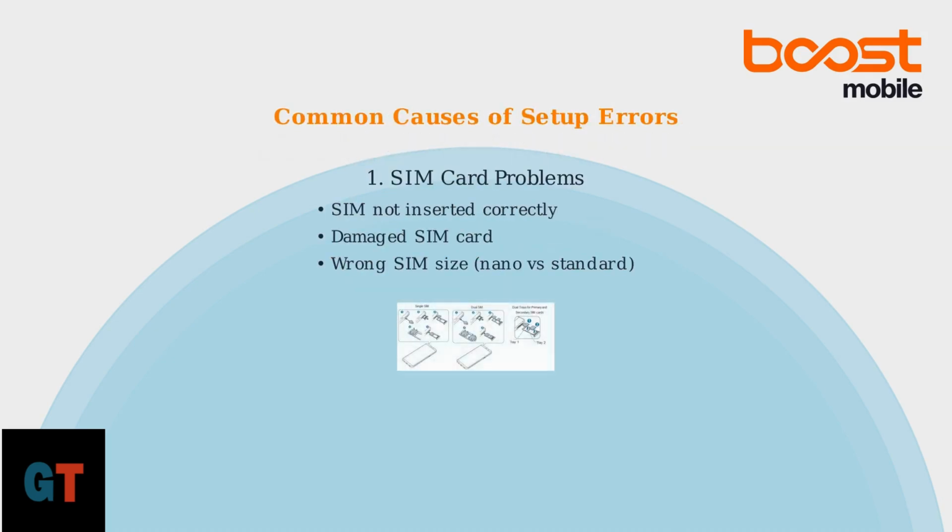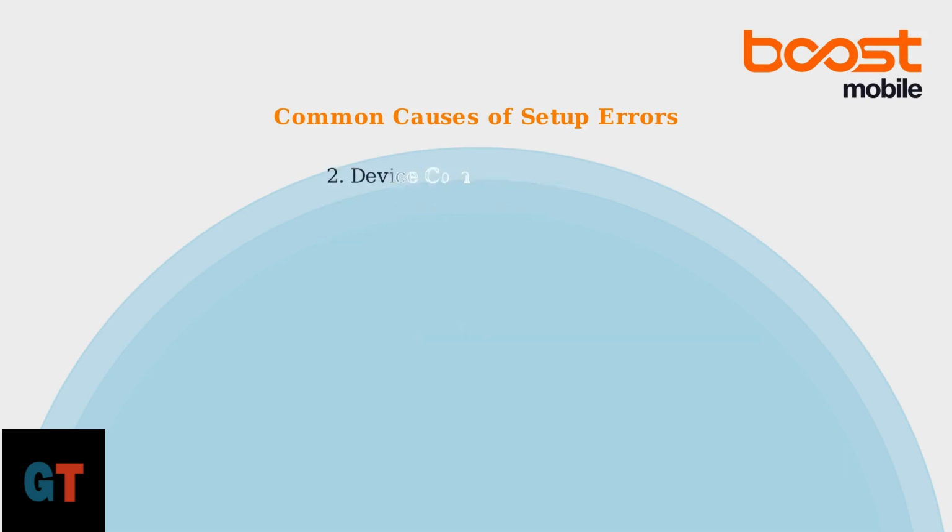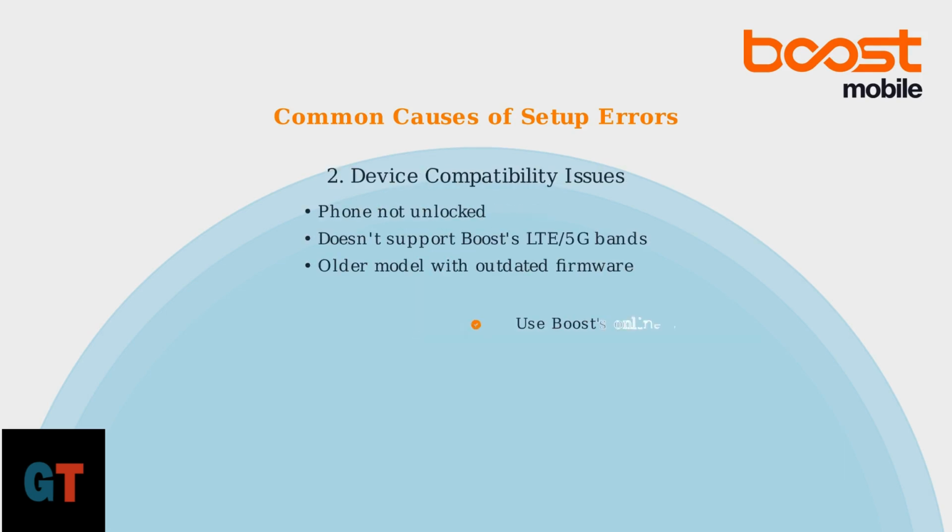First, SIM card problems. Your SIM card might not be inserted correctly, could be damaged, or you might have the wrong size, like a standard SIM instead of nano for newer phones. Second, device compatibility issues. Your phone needs to be unlocked and support Boost's network bands. You can check this easily using Boost's online compatibility checker tool.